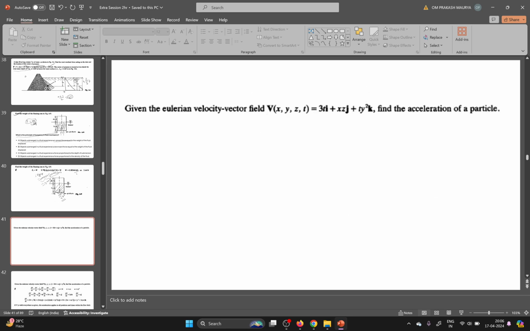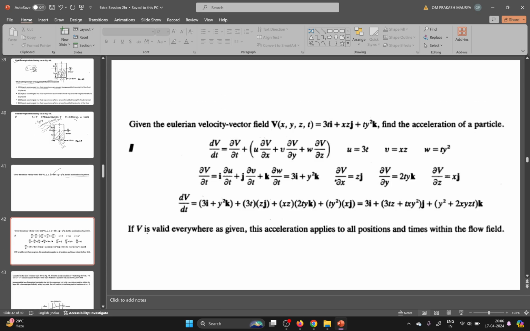Similarly, we have a question like that: if the velocity vector is given, how do we find the acceleration of the particle? The acceleration expression is nothing but D del v by del t, with u, v, w. Here u is given as 3t, v is equal to xz, and w is given. So you need to calculate this expression in the x direction, y direction, and z direction, in all directions.